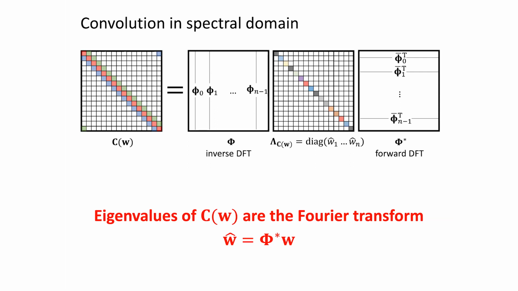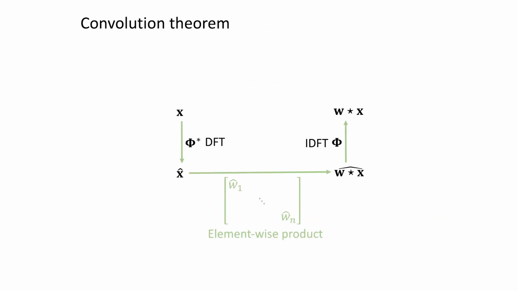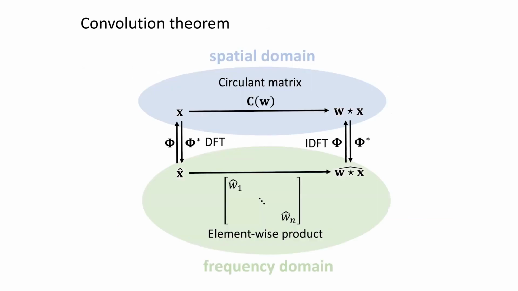We can first apply the Fourier transform, then multiply by the diagonal matrix, which also happens to be the Fourier transform of the coefficients of the filter, and then compute the inverse Fourier transform. There are two equivalent ways of thinking of convolution. We can do it in the spatial domain as multiplication by the specially structured circulant matrix, or compute the Fourier transform, do the pointwise multiplication of the Fourier transforms of the filter and the signal, and then the inverse Fourier transform. And these two ways are completely equivalent.